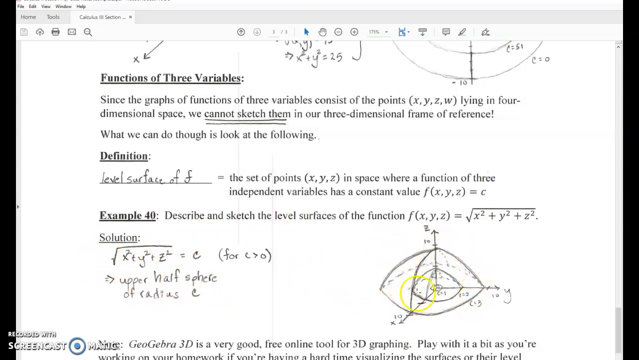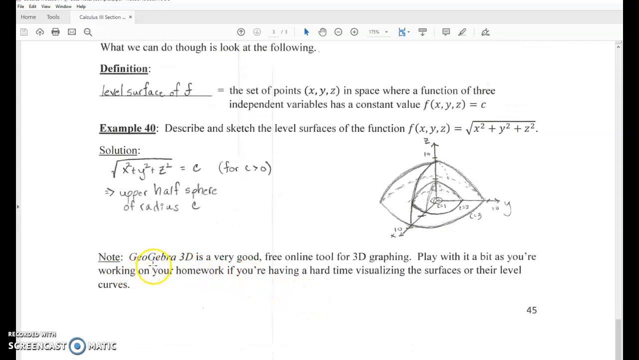So you can imagine it's like those shell games where you put one shell inside of another. You have your one level surface. So when c equals 3, if I were to square it, it would be a sphere of radius 3 all the way around, but I only have the upper half sphere. If c equals 2, that would be a sphere of radius 2 all the way around, but I only have the upper half sphere. And if c equals 1, that's a sphere of radius 1 inside this one, which is inside this one. So you see these level surfaces instead.